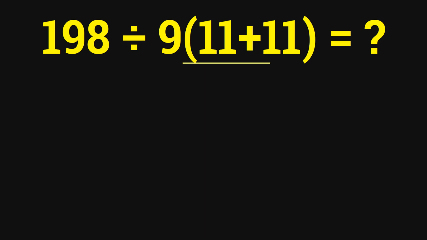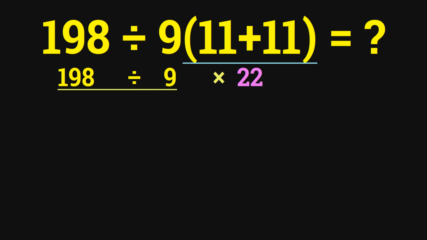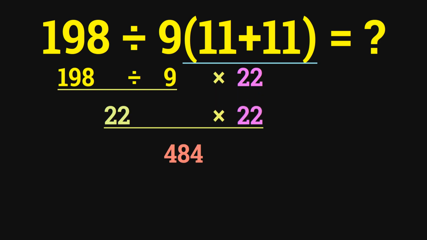We have 11 plus 11 equals 22. So 198 divided by 9 times 22. Now we have this division and this multiplication. Let's take this division. 198 divided by 9 gives us 22, times 22 gives you 484. So this was our final answer to this problem.